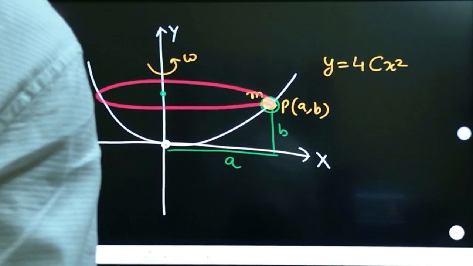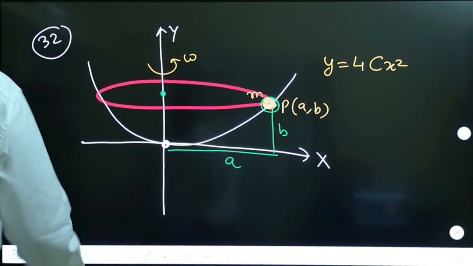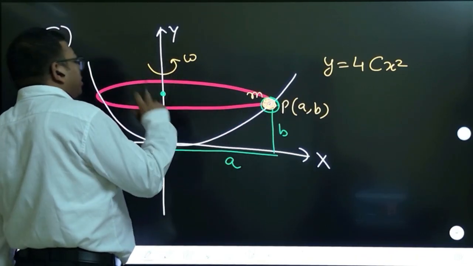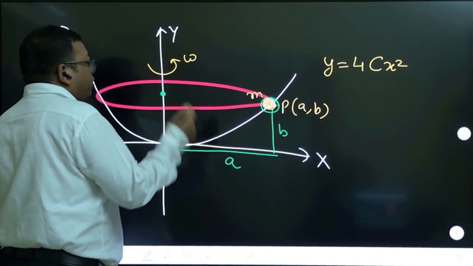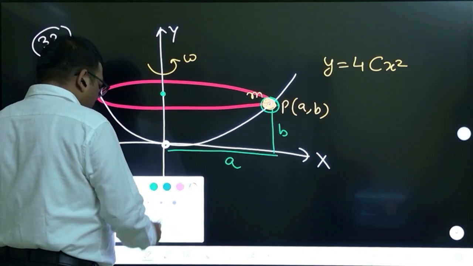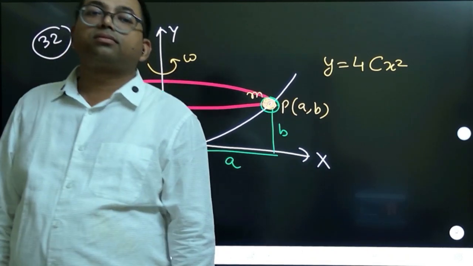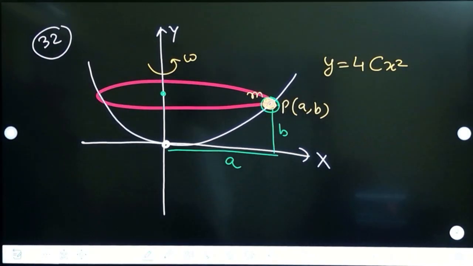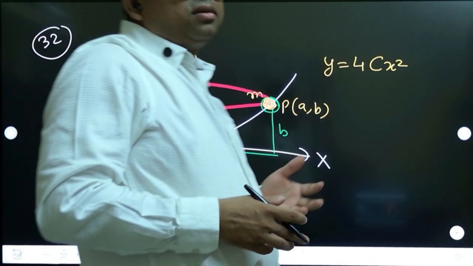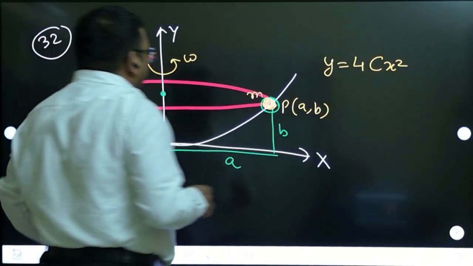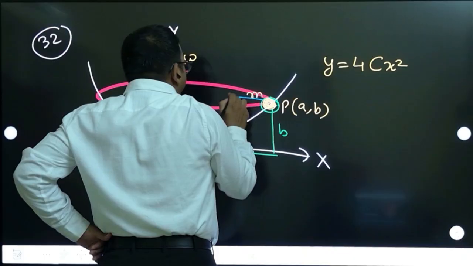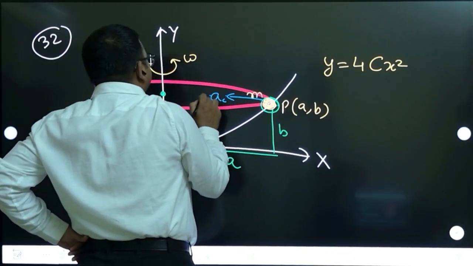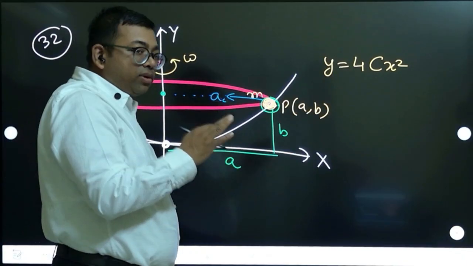Now you tell me, if it is going in a uniform circular motion, what is the acceleration? In a uniform circular motion, there is only centripetal acceleration. Tangential is not there. That means the acceleration must be only towards this center. This is the resultant acceleration, the centripetal is the only acceleration.